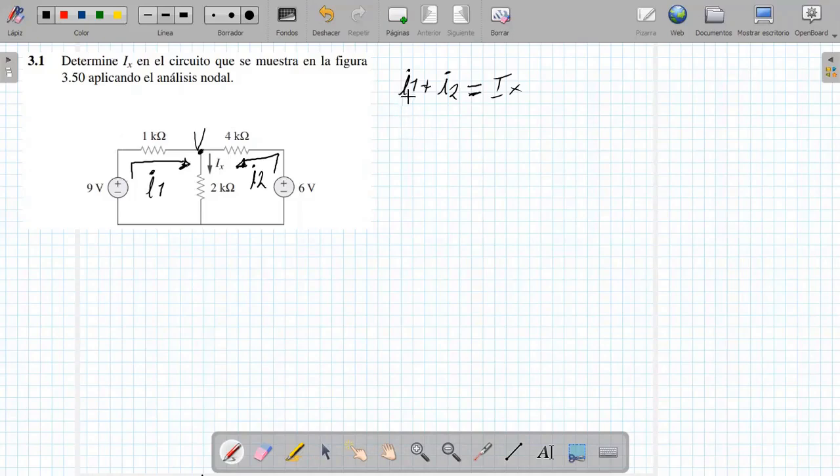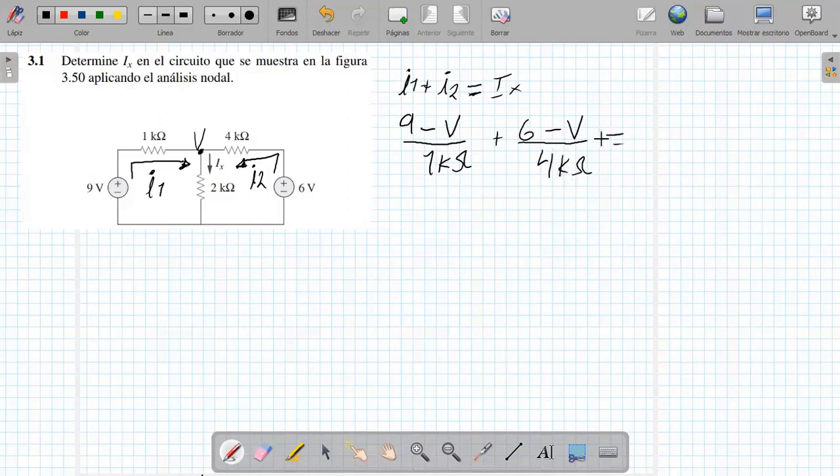So I know that the current I1 is 9 volts minus the voltage V that I had already called, remember that everything above is voltage, over the resistance, which would be 1 kilo ohm. This is going to be plus a current I2 that I already established. That current I2 is 6 volts, greater, minus the voltage V, over the resistance of 4 kilo ohms. K means times 10 to the 3, that is, times 1000. All of that is equal to Ix, which is V over the 2 kilo ohms. Remember that this here is I1, this here is I2.